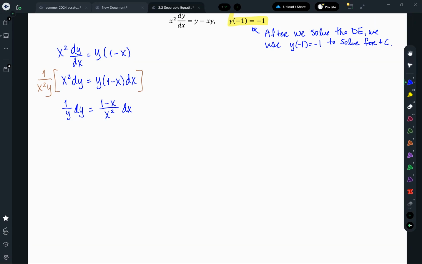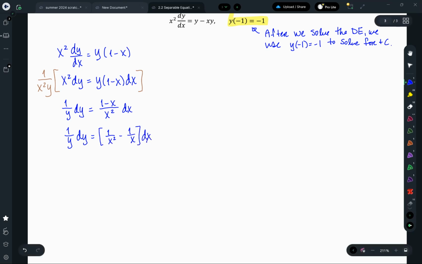One more rewrite, and then I'll be ready. The left stays the same. 1 over y dy is equal to, on the right, I should split that fraction up, and it becomes 1 over x squared minus 1 over x. And then there's my dx. Okay, we are ready to put the integral symbols on both sides and integrate away.